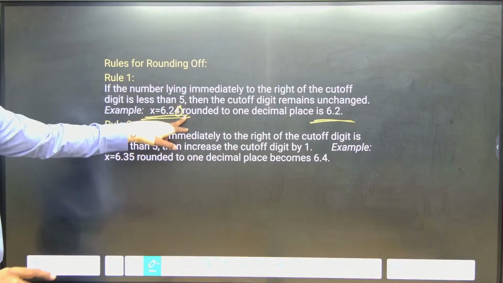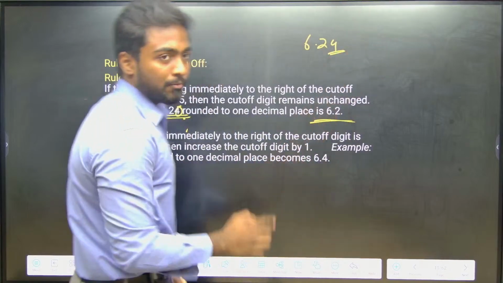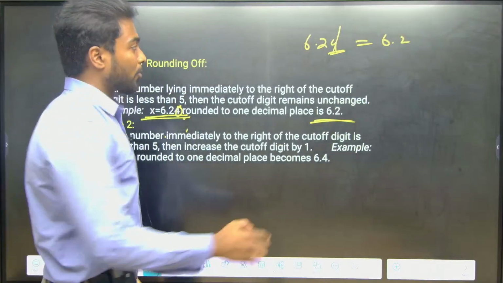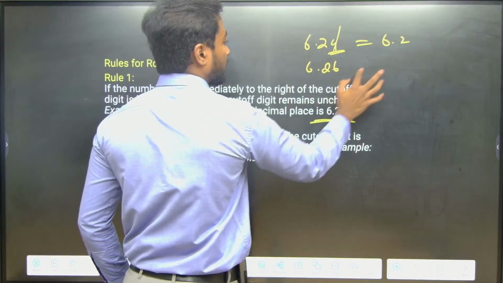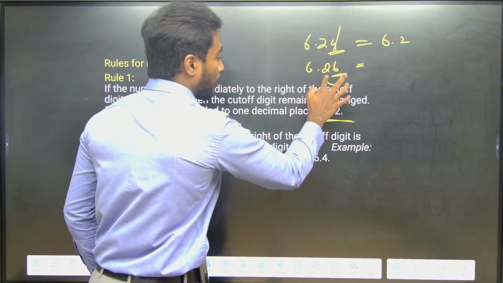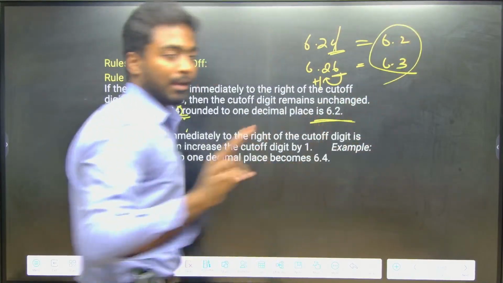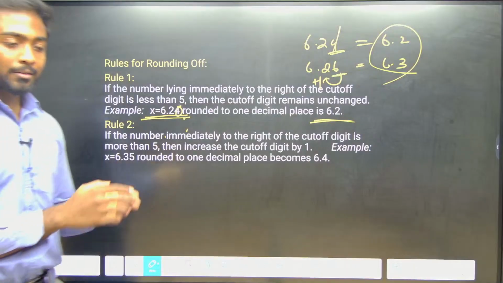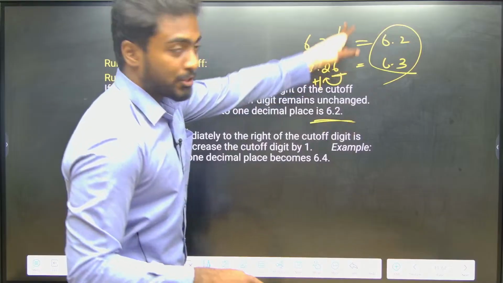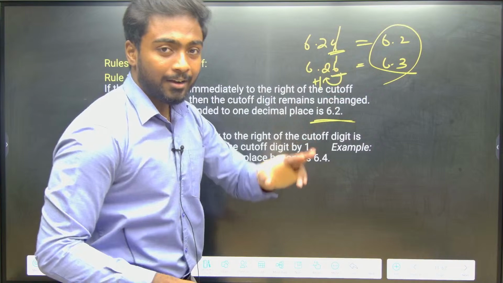If it is more than 5, suppose 6.24, last digit is less than 5, then cut it. I will get the value as 6.2. Suppose you have 6.26, which means the last digit is more than 5, then add plus 1 to the previous number, so 6.3. I hope you got these two. If less than 5, keep the previous value as it is and cut this one. If it is more than 5, cut this one, but the previous value I should add plus 1.